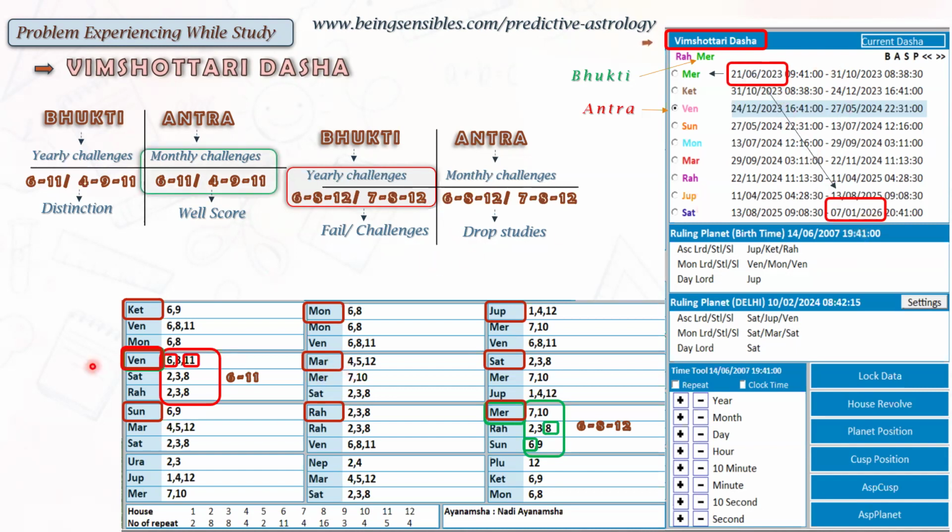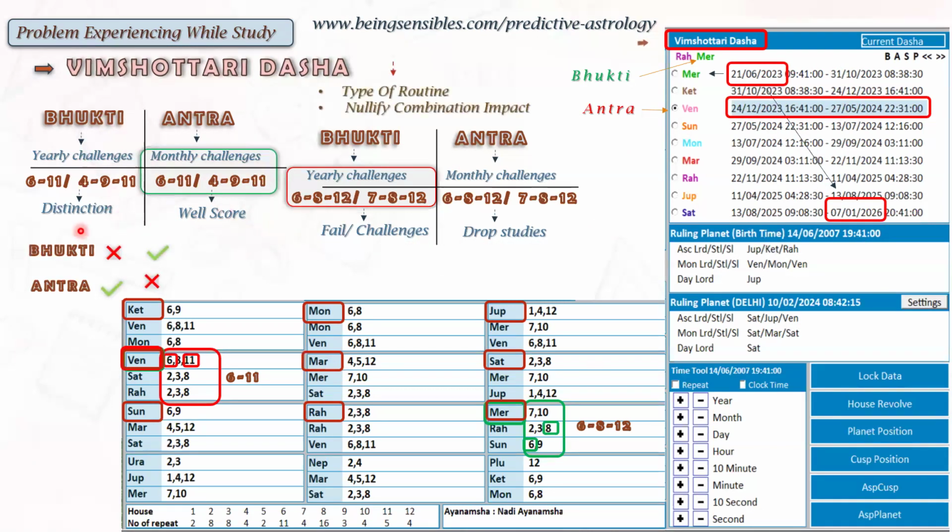But since the Antara is good, which is telling 6 11, in that particular phase from 24 December to 27 May, he would get ease to some extent, and they would not find some kind of education challenges. But yes, the score is less. So in this session, you get an idea about the bhukti combination and antara combination, and accordingly the prediction is done. Also with this concept, you get an idea about what type of routine the child should follow, and how to nullify this negative impact.